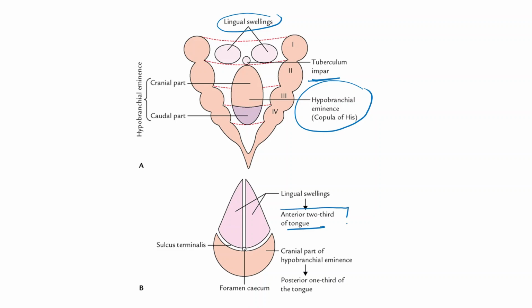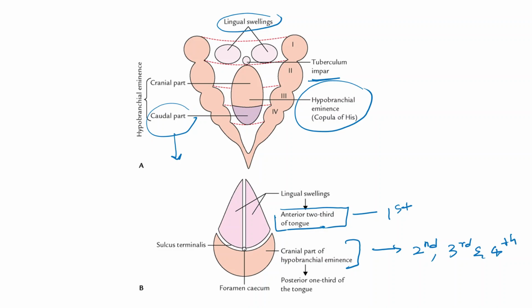So the anterior two-third of the tongue is developed from the lingual swellings coming from the first pharyngeal arch. The posterior one-third is developed from the hypobranchial eminence coming from the second, third and fourth pharyngeal arches, and the posterior most part of the tongue is from the caudal most part of the hypobranchial eminence, that is again from the fourth pharyngeal arch. So this is about the development of the mucous membrane of the tongue.